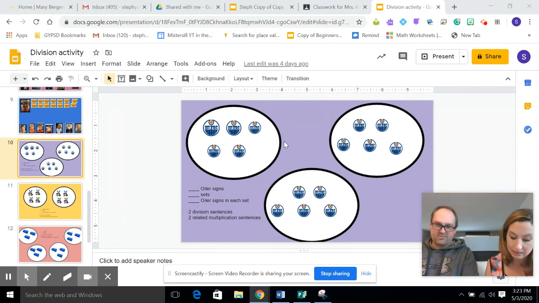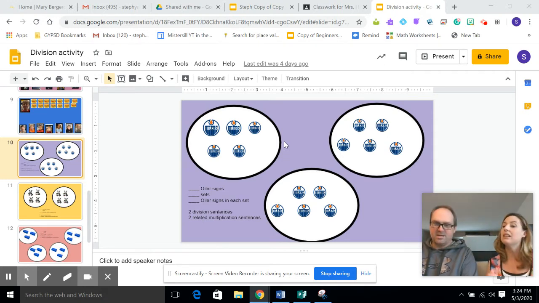Well, you always have to start with the largest amount, which is 15. But what we can do then is divide by how many are in each group, to find out how many groups there are. So there are 5 in each group, so it'd be 15 divided by 5 equals 3.